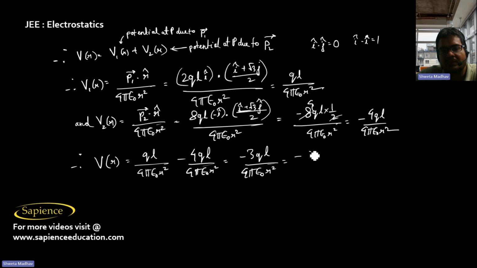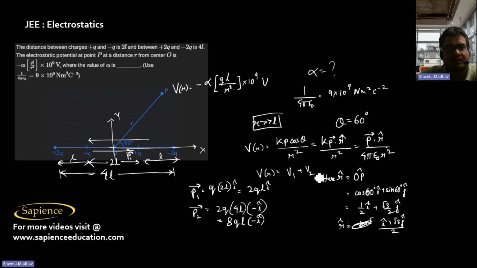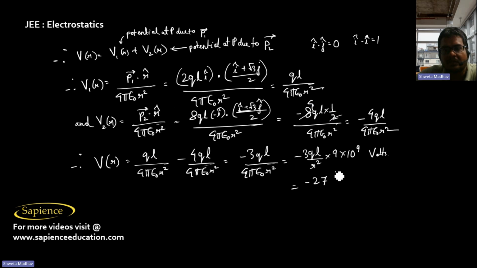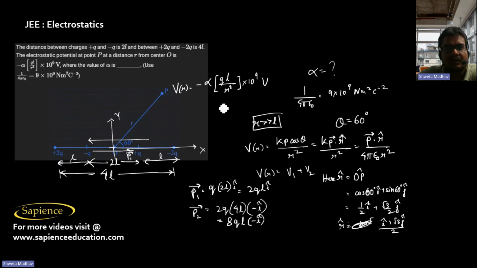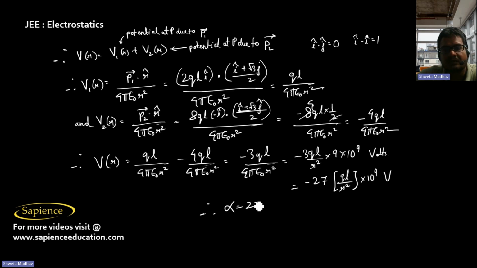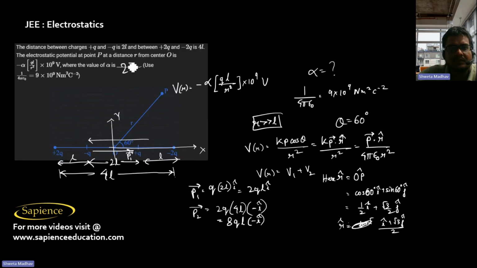So this will be minus 3QL by R square into 9 into 10 power 9 volts. So this will be minus 3 9s are 27, minus 27 into QL by R square into 10 power 9 volts. And it is told it is minus alpha into QL by R square into 10 power 9 volts. So therefore the value of alpha is 27.